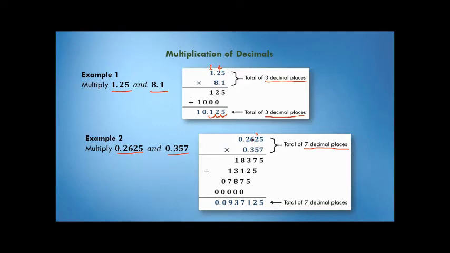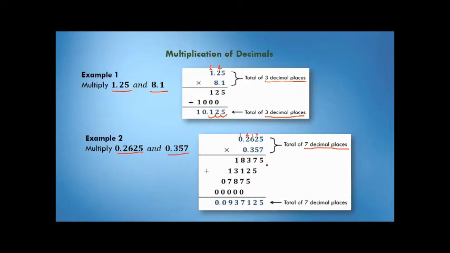7 lang isusulat dito, nandito yung 1. Then 7 times 6 is 42, plus 1, 43. 3 lang isusulat dito, 4 nandito. Then 7 times 2 is 14, plus 4, the answer is 18. 8 lang isusulat dito, then nandito yung 1. 7 times 0 is 0, plus 1, the answer is 1.